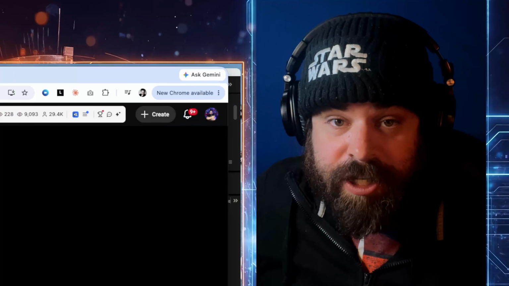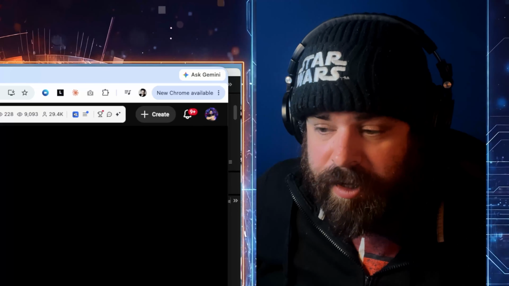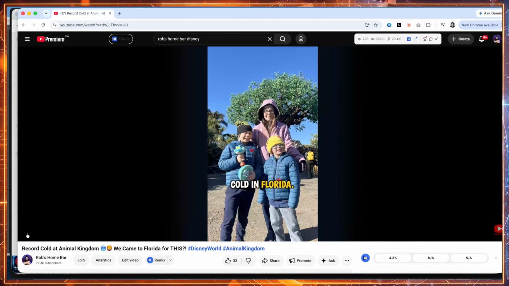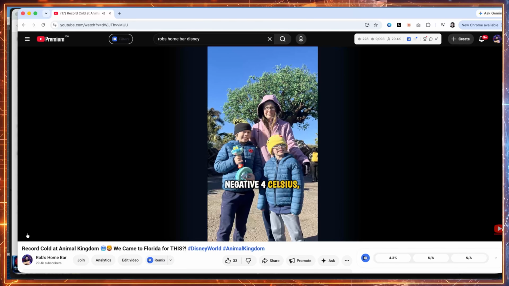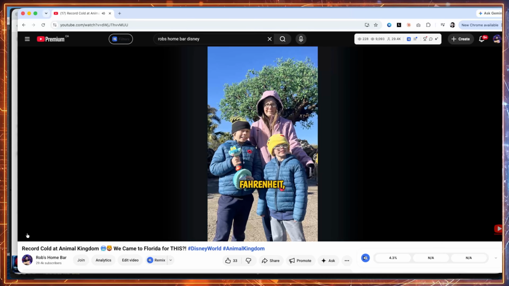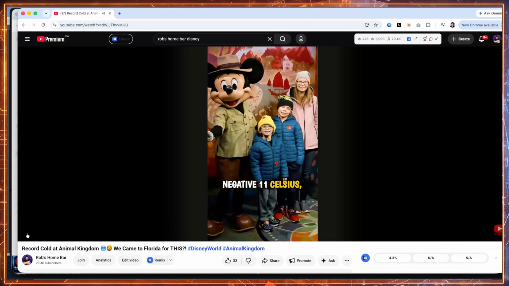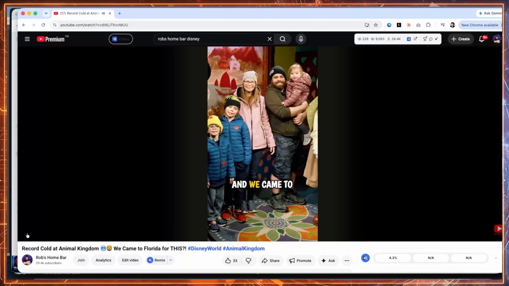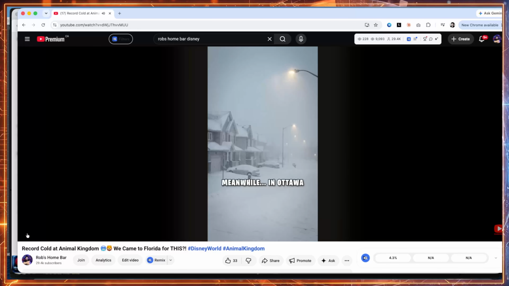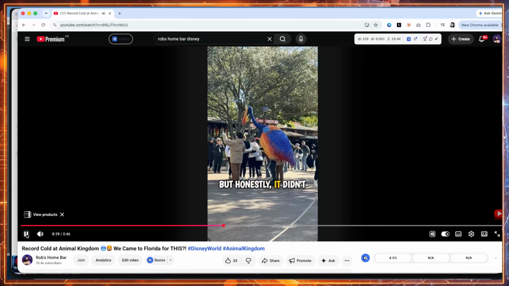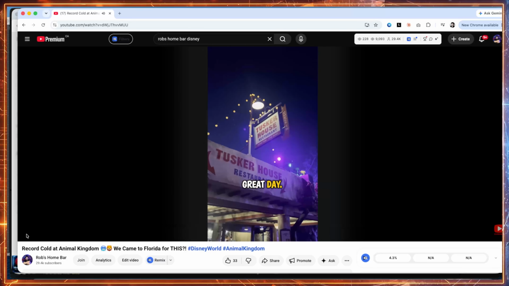Here's another example from a short from my Disney trip. We spent the day at Disney's Animal Kingdom during a record cold in Florida. It dropped to -4 Celsius. That's about 25 Fahrenheit. And with the wind chill, it actually felt closer to -11 Celsius or 12 Fahrenheit. And we came to Florida to escape the cold. But honestly, it didn't stop us from having a great day.